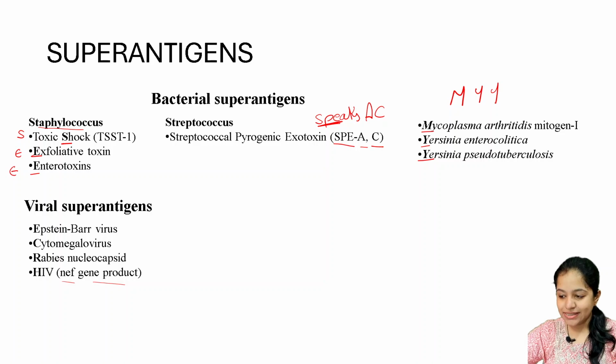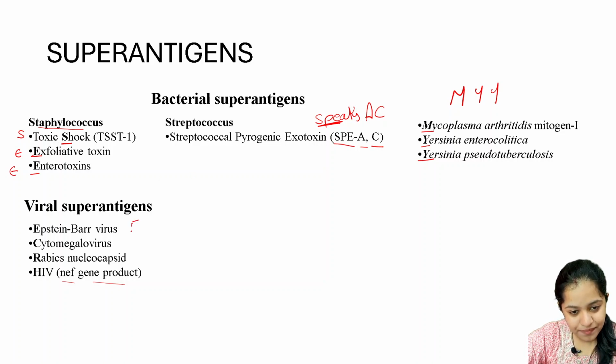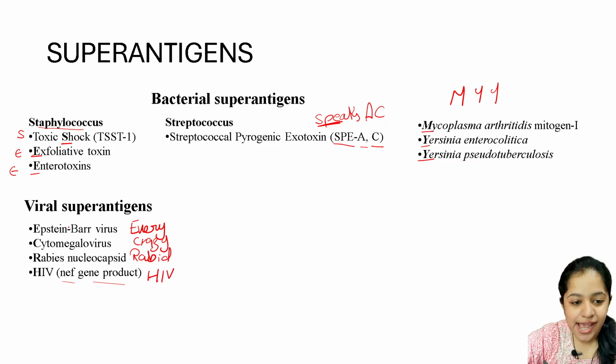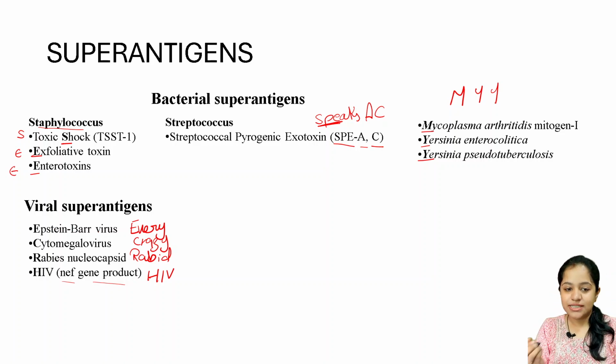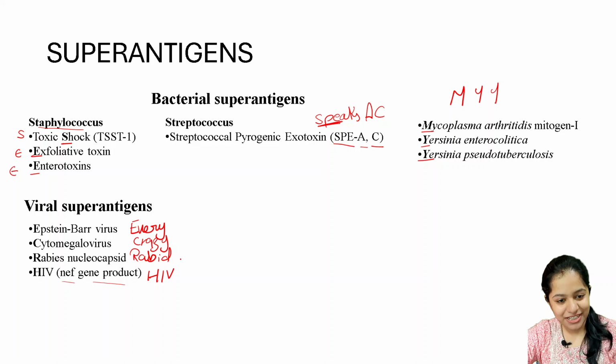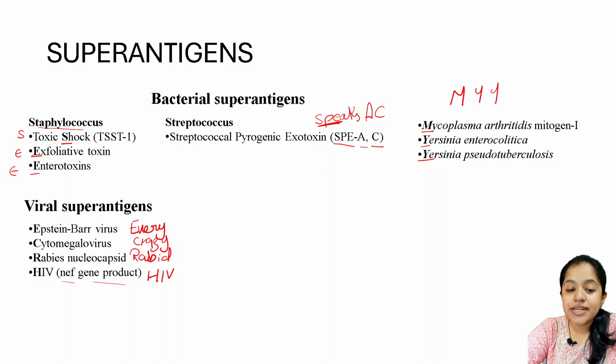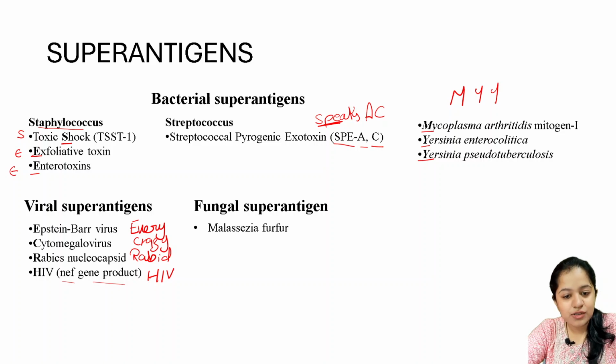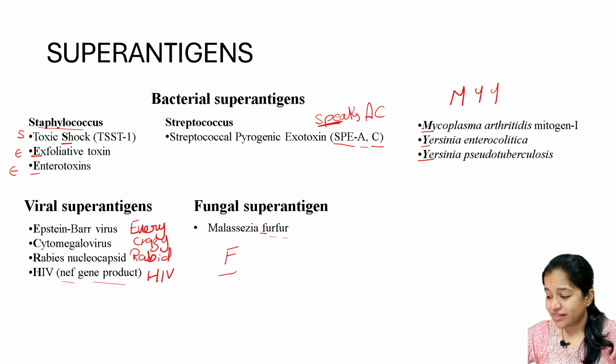Now, how to remember all these? You can remember by this mnemonic. Every crazy rabbit has HIV. E for Epstein-Barr virus, C for cytomegalovirus, R for rabies, H for HIV. Okay. Now, next is your fungal. Fungal super antigen is Malassezia furfur. Okay. This is F for fungal, F for furfur. So, Malassezia furfur. This is a very important list which you should remember because this comes as MCQs.